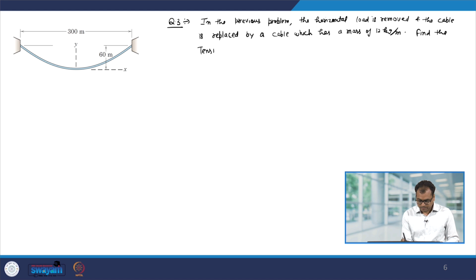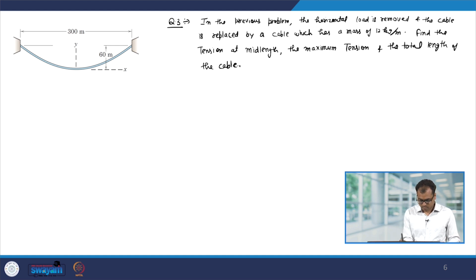Find the tension at mid length, the maximum tension, and the total length of the cable. As I said, because this cable is hanging under its own weight, it will follow the equation of catenary. Let me write down the equation of catenary for the cable that we have derived. So, y will be T naught divided by mu times cos hyperbolic of (mu x over T naught) minus 1.